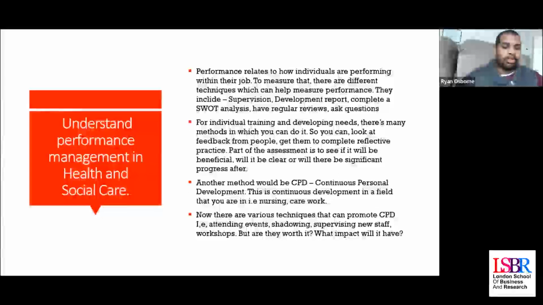So as a social worker, how do you perform within your job? As a care worker, how do you perform in your job? As a supervisor, how are you performing? As a care manager, how are you performing? As a district nurse, a community nurse, a psychologist, an occupational therapist, how are you working in your role? How do you perform on a day-to-day basis?